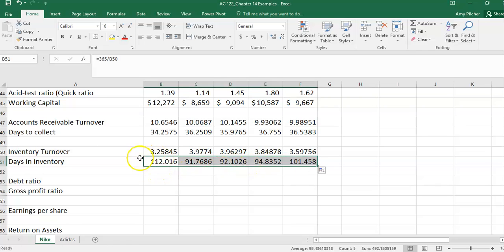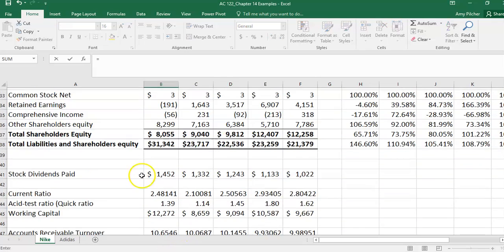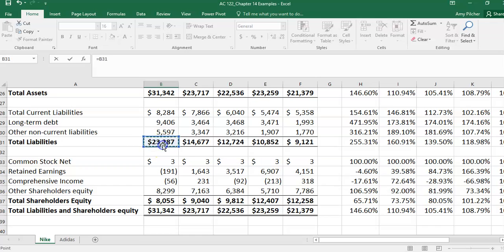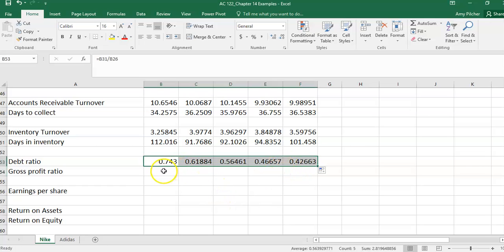2020, each piece of our inventory sat on a shelf for 112 days before it was sold. Our debt ratio is total liabilities to total assets. That is 74%, which we already saw in our horizontal analysis.